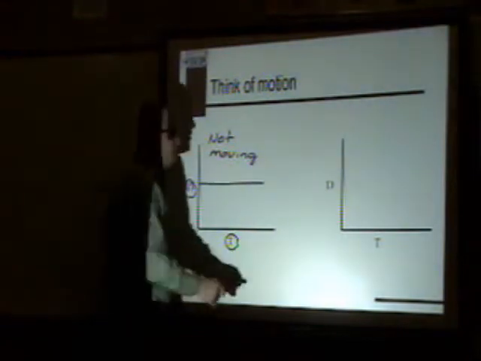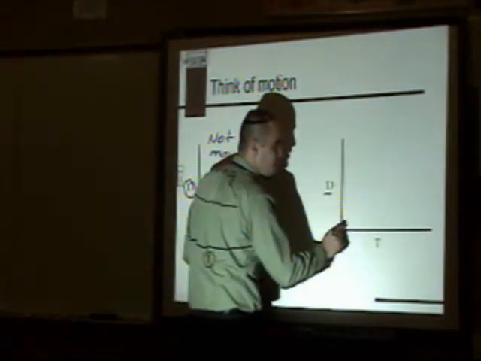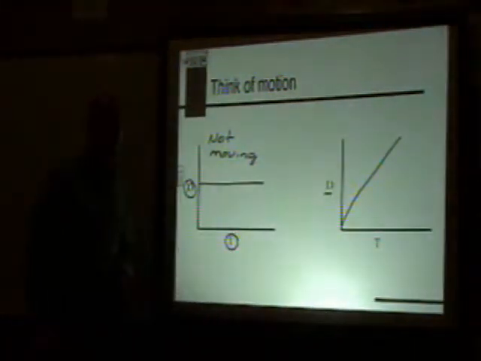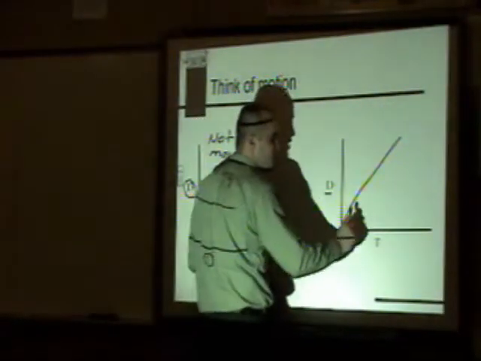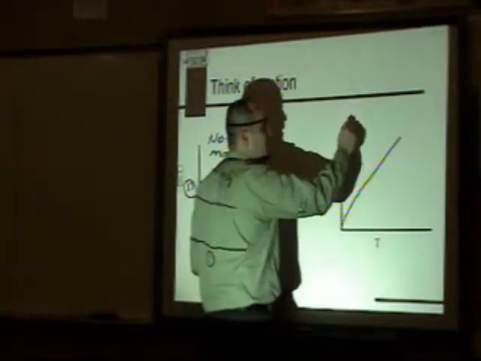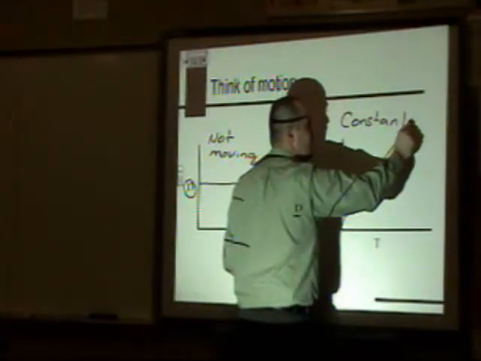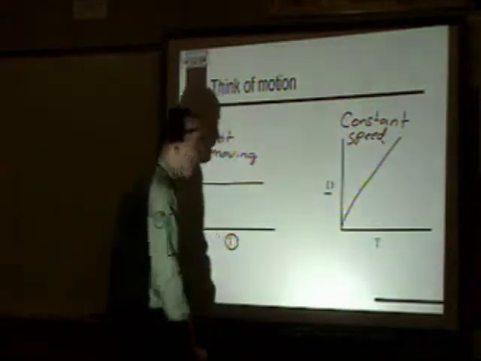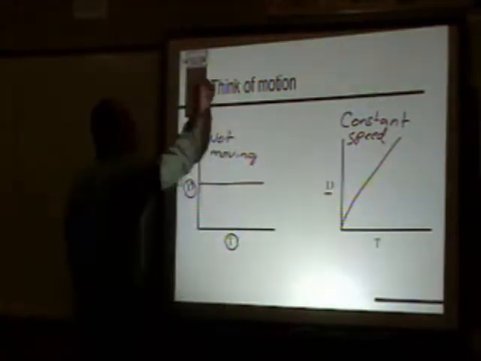Now if the distance changes, I'd say that the distance increases over time. You should have a nice relationship that looks like that. This represents that I'm moving. If my distance is changing over a period of time at a constant rate, that means I have a constant speed. So, not moving, constant speed.